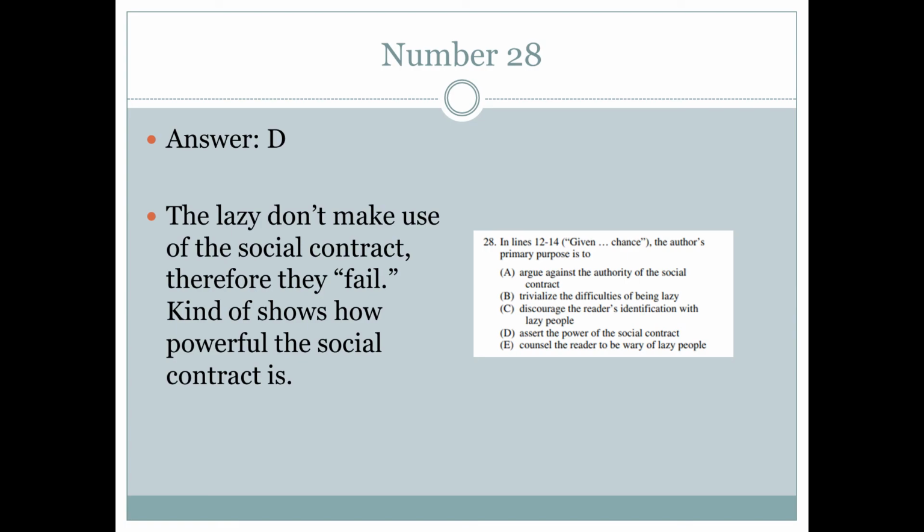28, in lines 12 through 14, given chance, the author's primary purpose is D, assert the power of the social contract. Because if you go back to those lines there, the lazy don't make use of the social contract, therefore they fail. Which in turn talks about the fact that the social contract is super powerful then. If you don't abide by it or you don't participate in it, it's really going to screw you up.